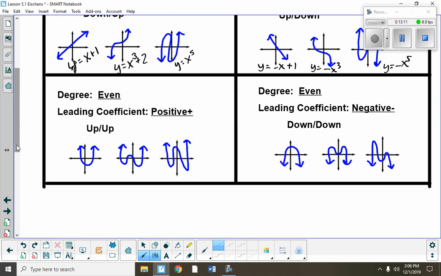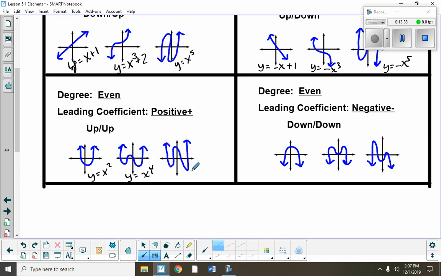All right, when your degree is even and the leading coefficient is positive, you're going to have up, up in behavior. So this might be y equals x squared plus 2x or something like that. This would be y equals probably an x to the 4th. This might be another y equals x to the 4th.